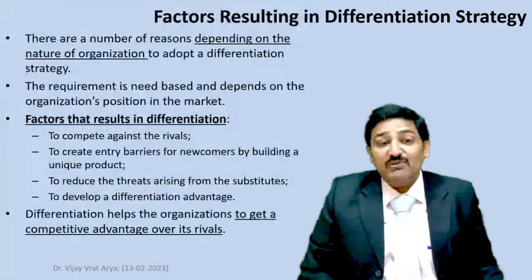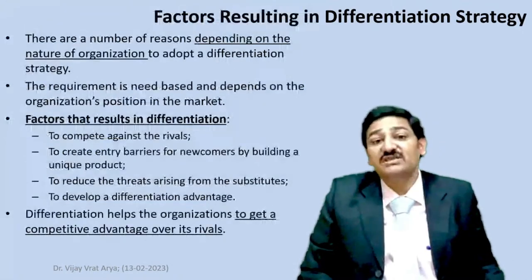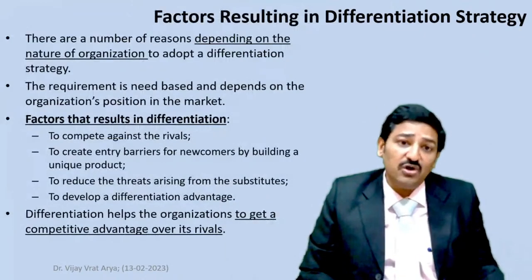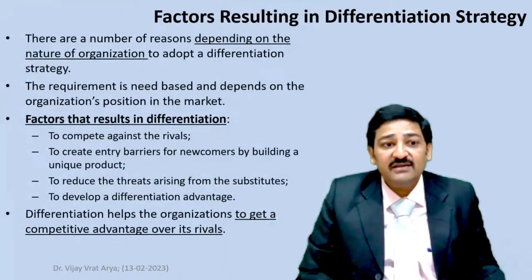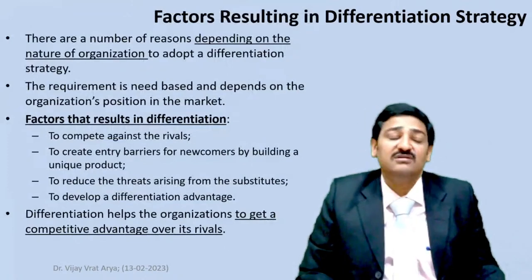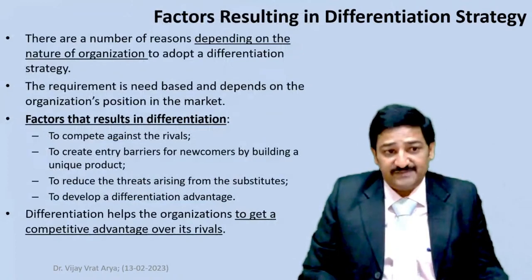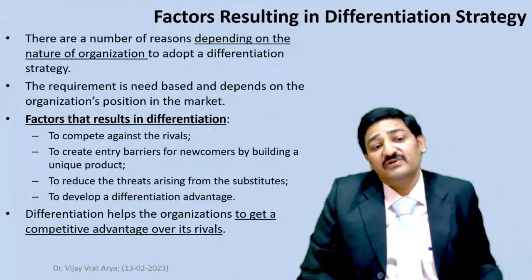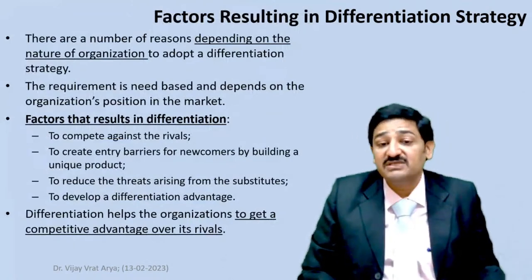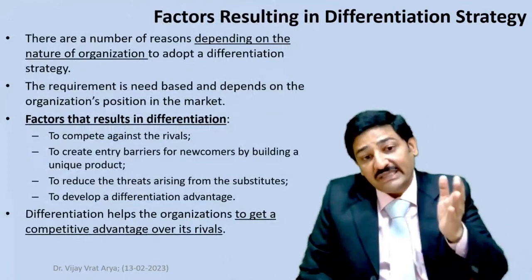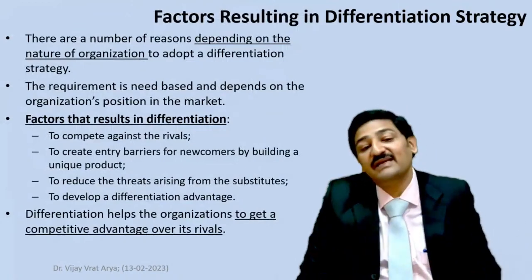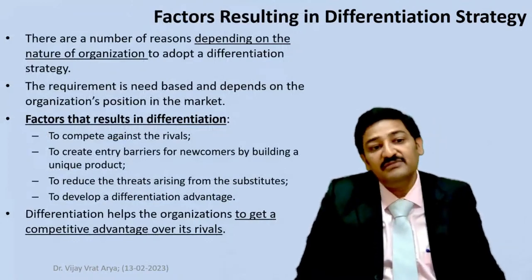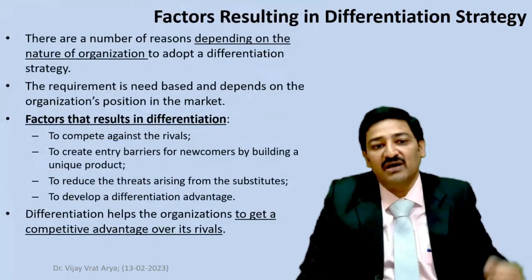Further, if we refer to some of the prominent factors resulting in a differentiation strategy, there are a number of reasons, depending on the nature of the organizations which adopt a differentiation strategy. These requirements are need based and depend on the organization's position in the industry. Some of the factors which result in differentiation are to create entry barriers for newcomers by building a unique product, which will create a situation where the newcomers will not get an opportunity to get an entry position, at the same time as they compete against the rivals who are in the existing market.